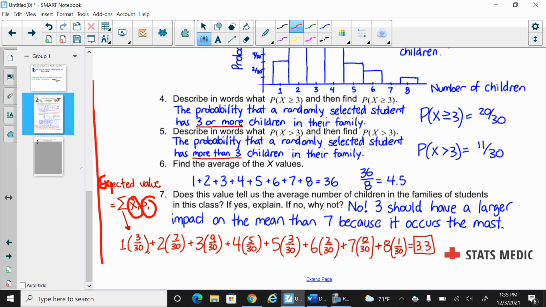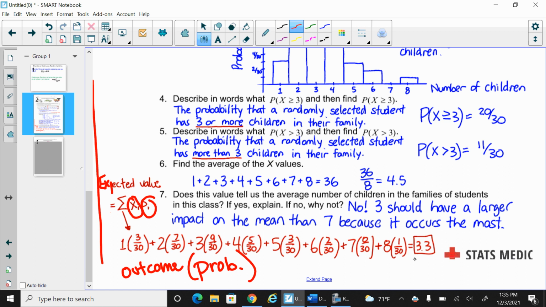That's its probability. Plus 2, the next outcome is 2 children in a family. There were 7 out of 30. Plus 3, I take each outcome and I multiply it times its probability that it happens. And then I add those all up and I see that the actual expected value is 3.3 children per family.